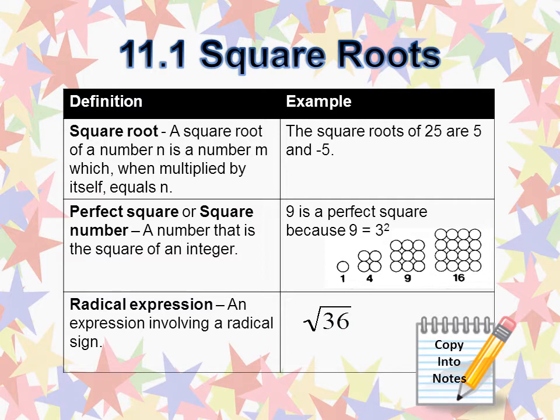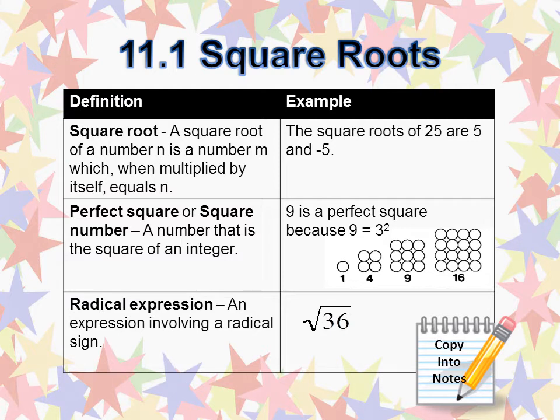A square root of a number n is the number m that, when it's multiplied by itself, equals n. So for example, the square root of 25: the roots are 5 times 5 is equal to 25, and -5 times -5 is equal to 25.